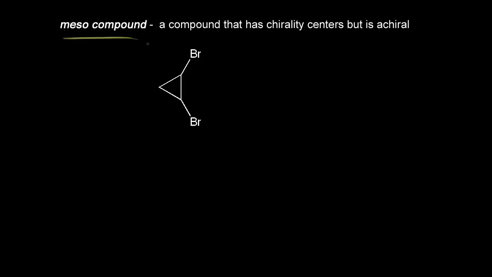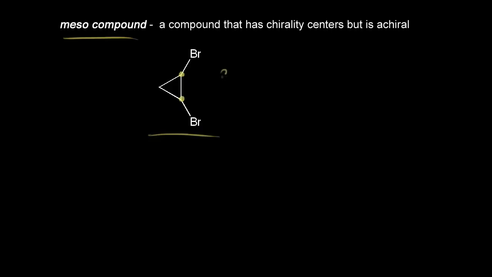A meso compound is a compound that has chirality centers but is achiral. We're going to come back to this definition in a few minutes. Right now, let's focus in on this drawing, and our goal is to draw all possible stereoisomers for this dot structure. So we know from earlier videos that this carbon is a chirality center, and so is this one.